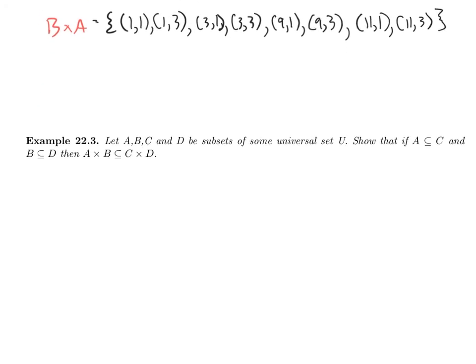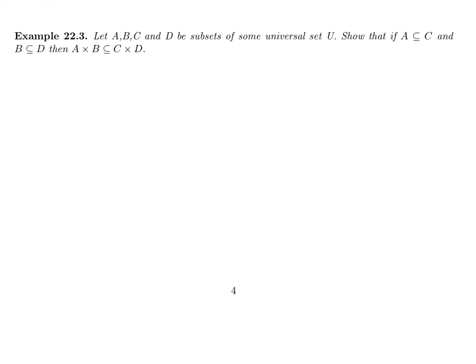Let's look at some more about this. We'll do another example that proves a bit about these. So, let's say we have 4 sets that are subsets of some universal set U. And let's say they're indeed non-empty, just to make our life a little bit easier. This would still work if they were empty, but let's just say A, B, C, and D are non-empty. So we know that A is a subset of C, B is a subset of D, and we want to show that A cross B is a subset of C cross D.